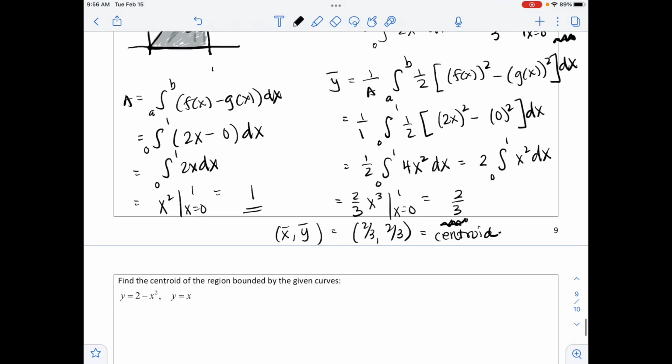So we have one more problem to do. The next example, we'll go ahead and circle that, and we will do this one together in class.